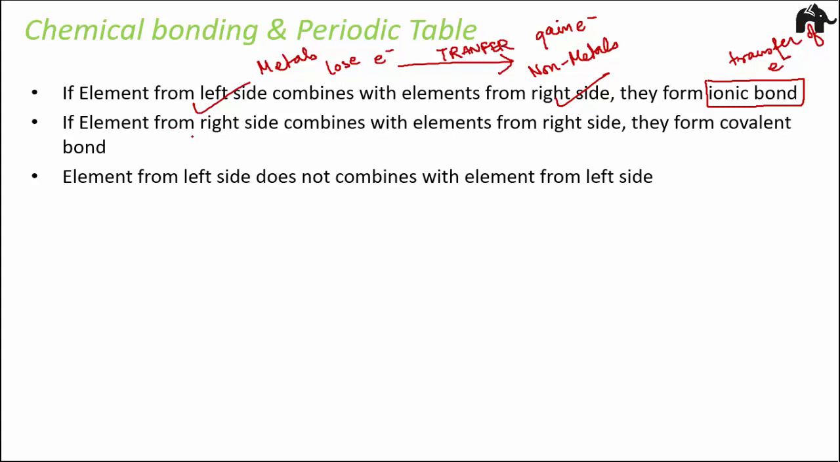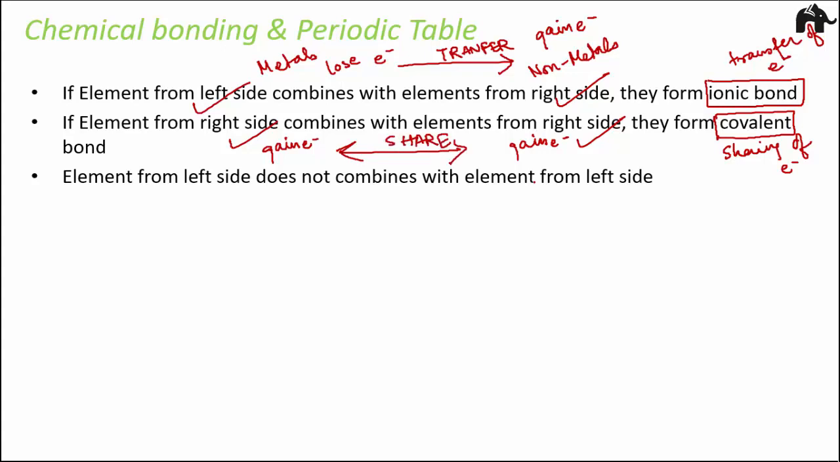If element from right side combines with elements from right side, they form covalent bond. Now what is covalent bond? When sharing of electron takes place. Now, if both are non-metals, that means both of these elements want to gain electron. So what do they do? They share. They do not give. So they say that, okay, I want one electron, you also want one electron, so let us share one electron. So I will share one electron with you, you also share one electron with me. So both of us will have our purpose fulfilled, and that's how covalent bond is formed.